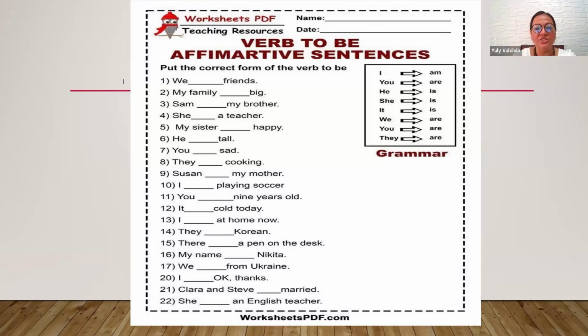Fantastic. So let's go back to our presentation. Let's see. We have to see now which is the negative form of the verb to be. Let's see the negative form of the verb to be. Ready, guys? Okay, so there we go.